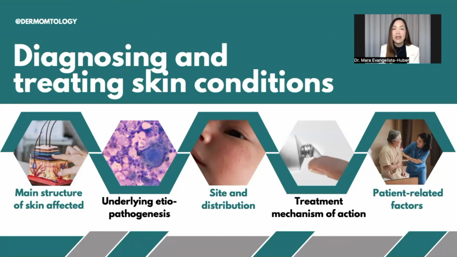I also need to take into account the site of the lesion. Where is it in the body? How is it distributed? Is it left and right? Is it symmetric? And then you want to correlate this with available treatment options. What is the mechanism of action of the treatment you are considering, and how does that fit into the condition's etiopathogenesis? We'll talk about that more later.